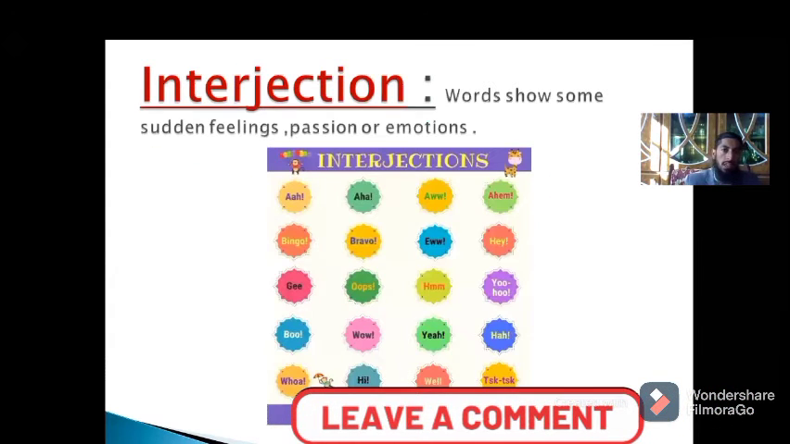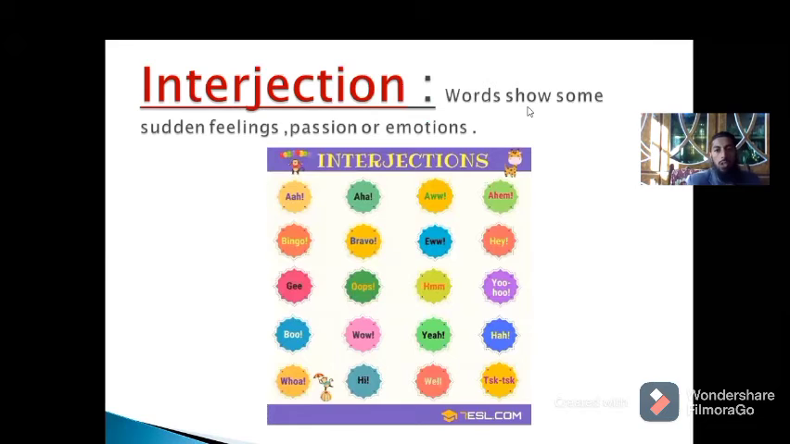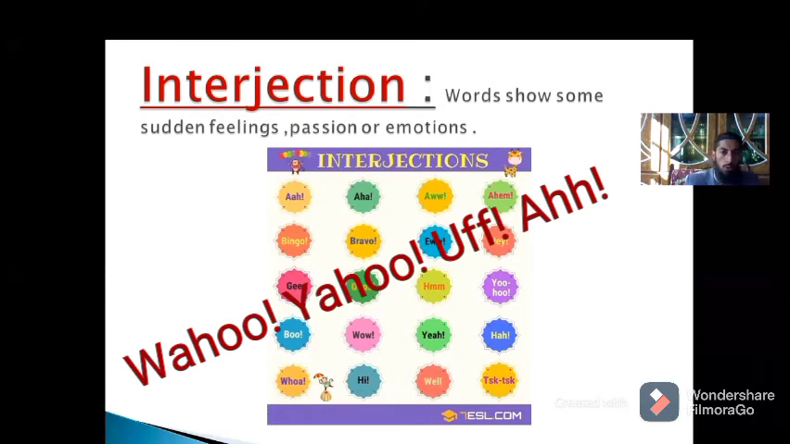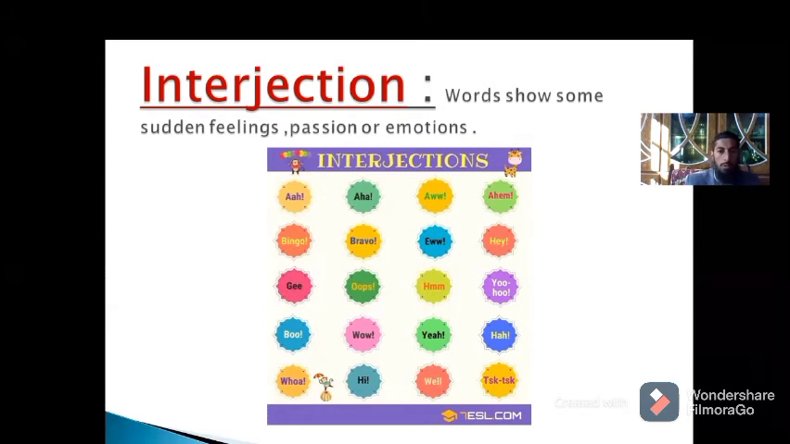Then the next part of speech is interjection. Interjections are those words which show certain feelings, passion, or emotions. They have no certain meanings of their own. They just reflect your feelings, your passion, your emotions. Some examples I have noted here: ah, bingo, bravo, etc. You listen, wow, yahoo, bravo, etc. Such types of words which show some sort of feeling, passion, or emotions are called interjections.